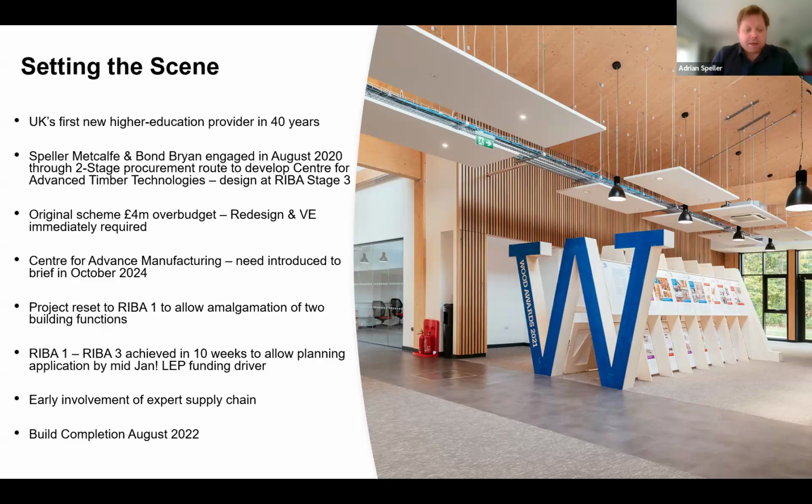So that led to a very speedy design process. We were under pressure. This project was funded by the Local Enterprise Partnership, who you may be familiar have strict spend deadlines relating to calendar years. So that drove an intense period of activity to get RIBA Stage 1 to 3 completed to allow a planning permission submission in mid-January 2021.